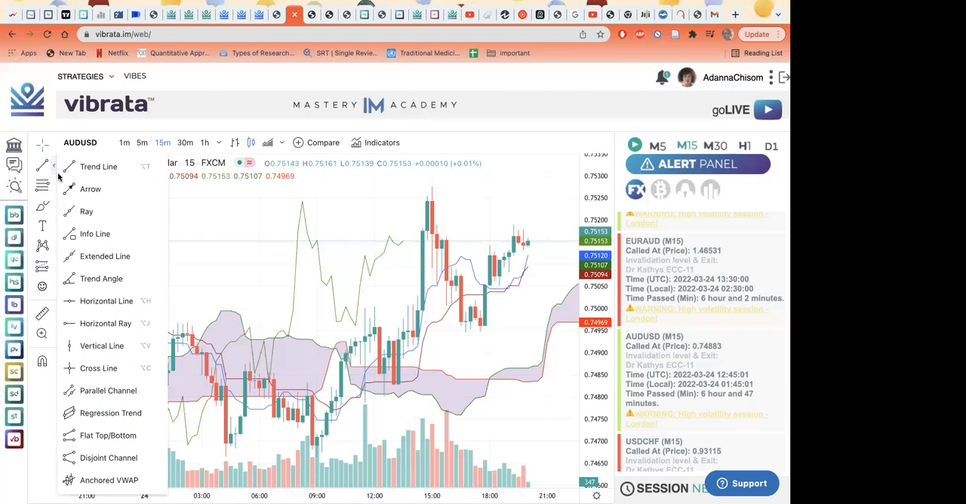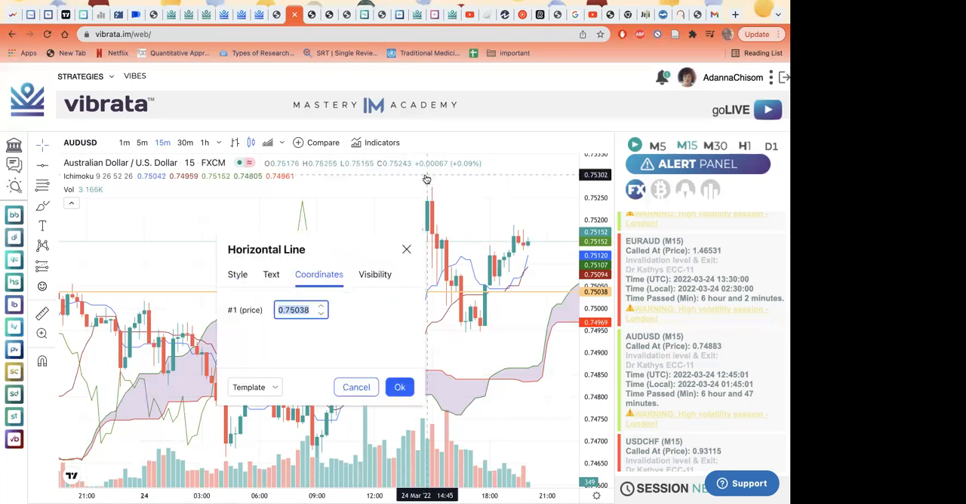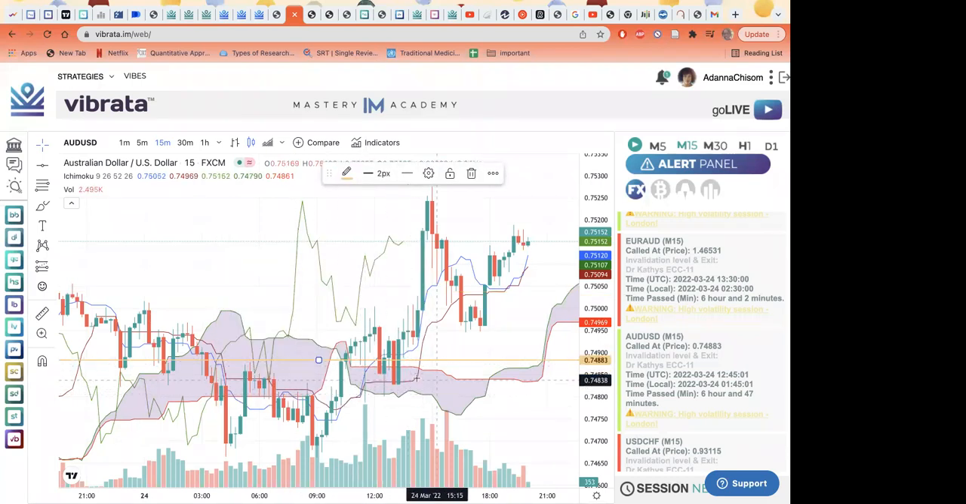So you get your horizontal line very quick. You just do it sharp, and you're out of there. You just click on this, change the settings, put in the coordinates. It says 0.74883. I hope I called the right one. AUD USD, correct. And then the next thing it says is what?